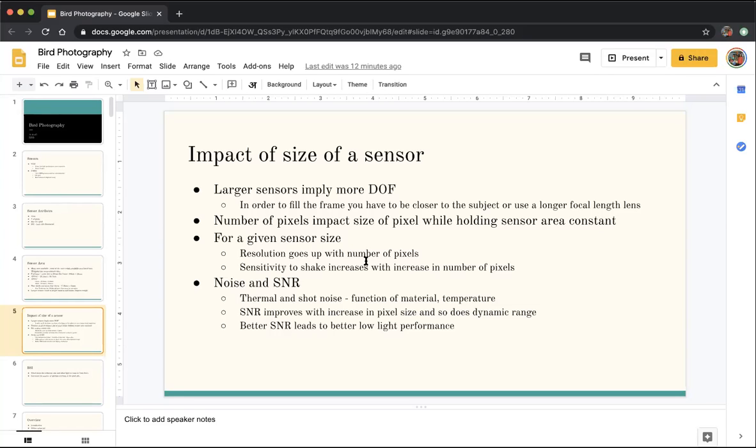So, to set the stage: in film, they used the term ASA. You had different ASA films, like 100 ASA, 200, 400, and so on. That represented the light sensitivity of the film, and you would have to change film to actually get different light sensitivities.